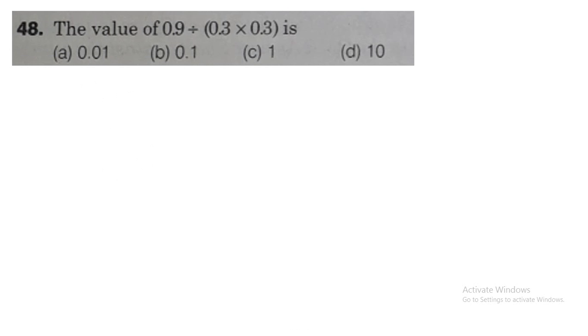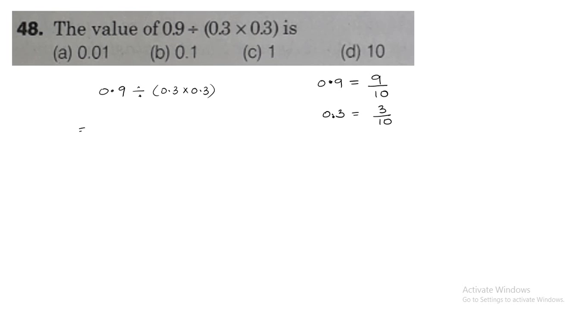So what has he given? 0.9 divided by 0.3 into 0.3. So how will you solve this? Right? So 0.9, how can I write 0.9? I can write 0.9 as 9 by 10. Here this decimal form I am going to convert into fraction form. The same way I can write 0.3 as 3 by 10. So 0.9 I can write as 9 by 10, 0.3 I can change it as 3 by 10.